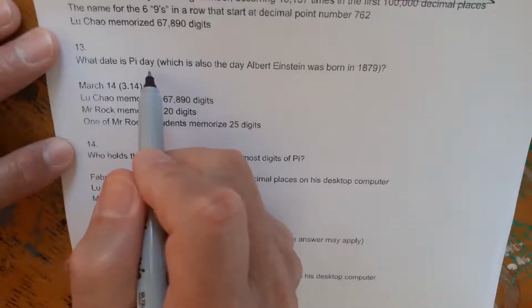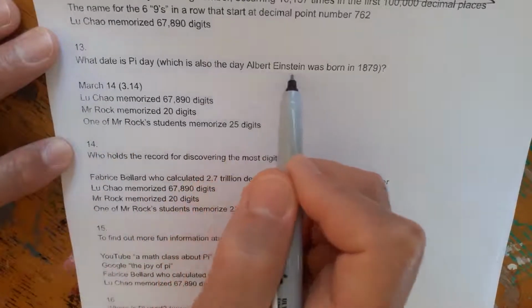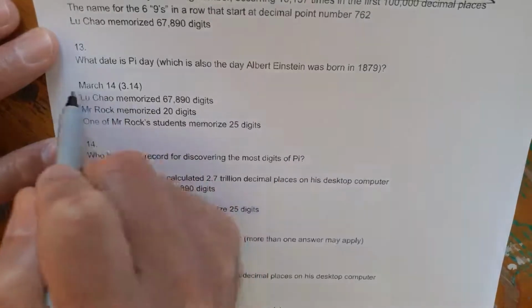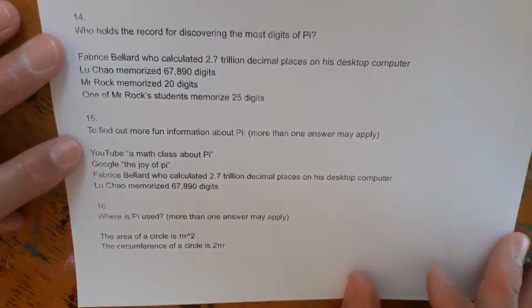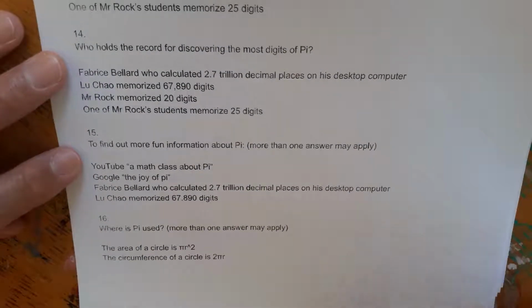What date is Pi Day? Which is also the day Albert Einstein was born in 1879: March 14, you guys, 3/14. All right, 3/14 is coming up, Pi Day. Not that far away, actually, from this recording. Might be far away from when you're watching it.